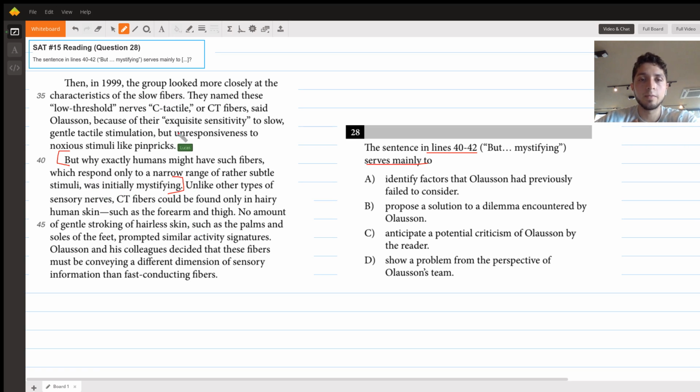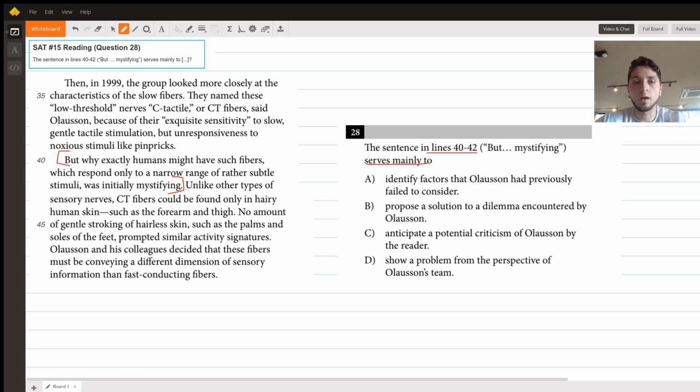So this paragraph up here just basically says, yeah, there's this existence of two types of fibers. The slower one we're going to call CT fibers, C tactile, low threshold, and then this sentence begins, "but why exactly humans have these fibers, which only respond to a narrow range of rather subtle stimuli, was initially mystifying." So in our own words, which is something we should try to do, let's identify what's going on. It's almost like they're asking the question that's going to set up what they're going to talk about later.